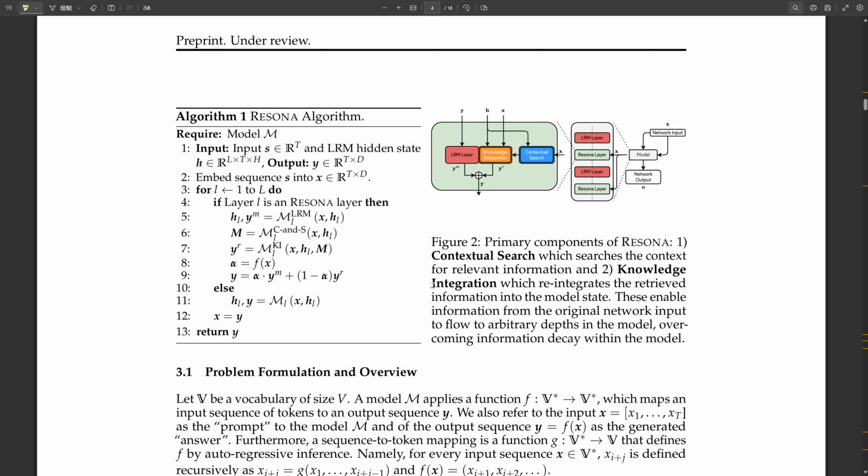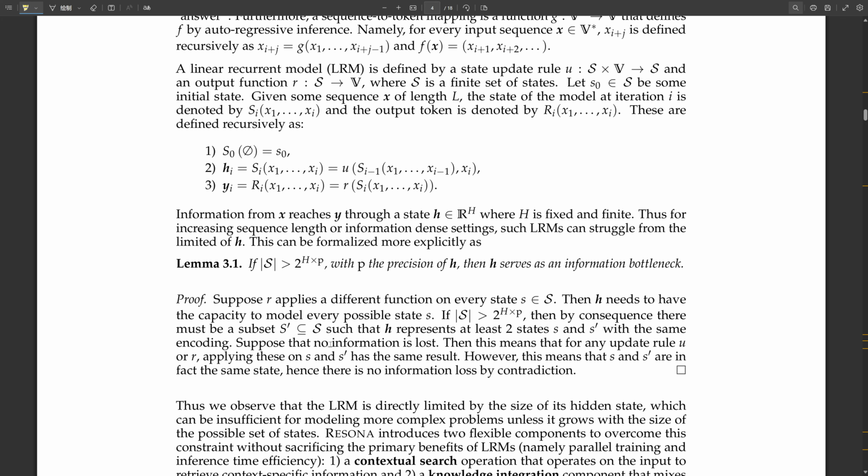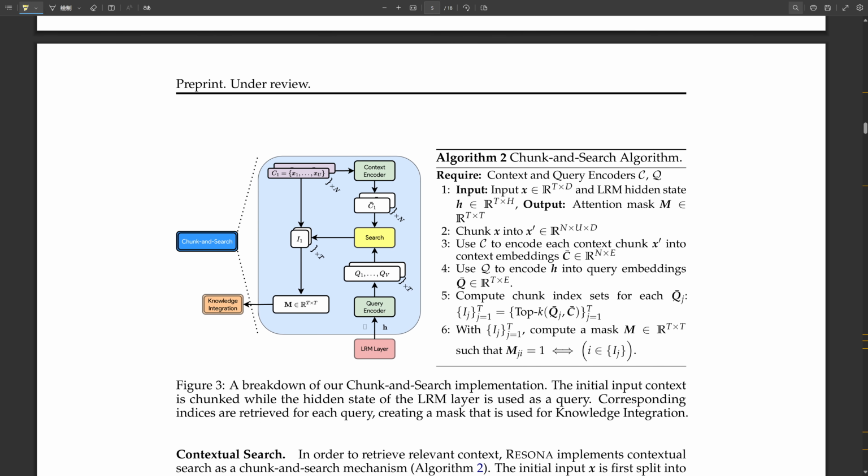Exactly, and that's what happens with LRMs. As the input gets larger and more complex, the fixed size hidden state has to cram more and more information into the same limited space. The paper actually puts it well.